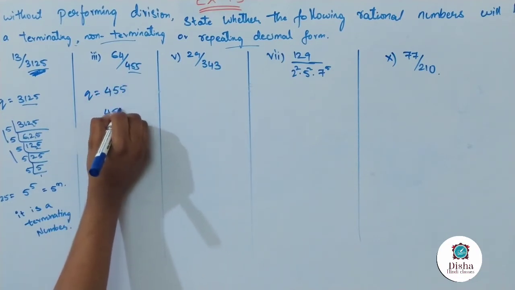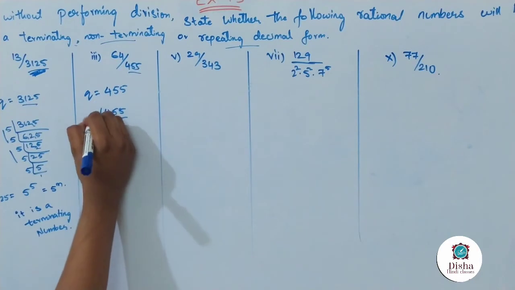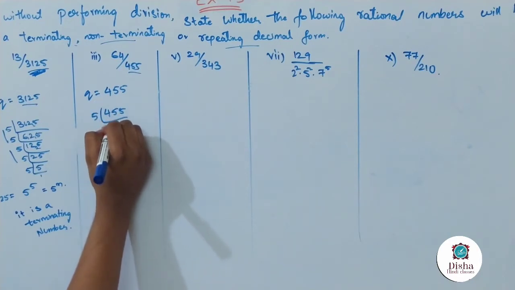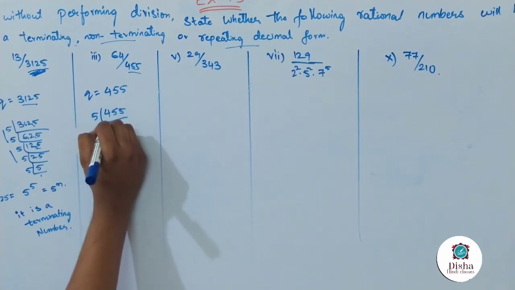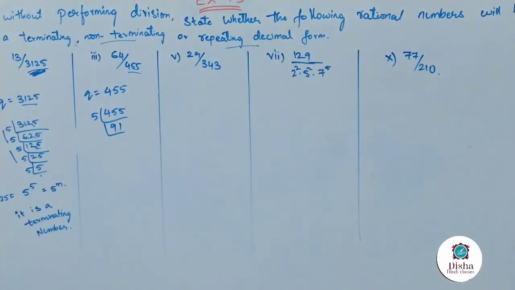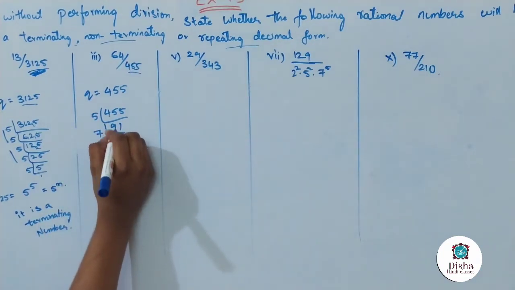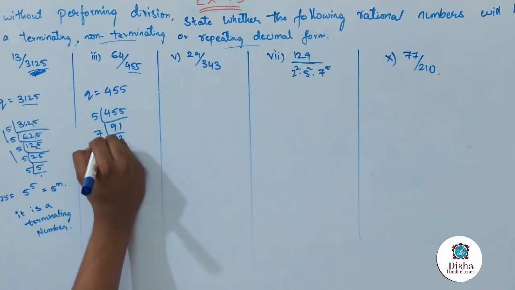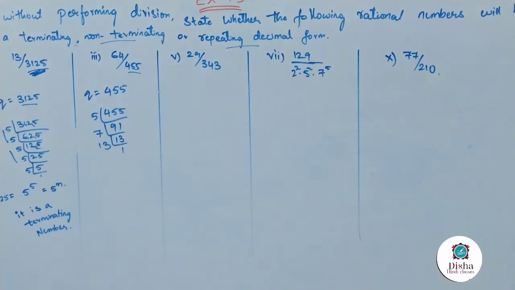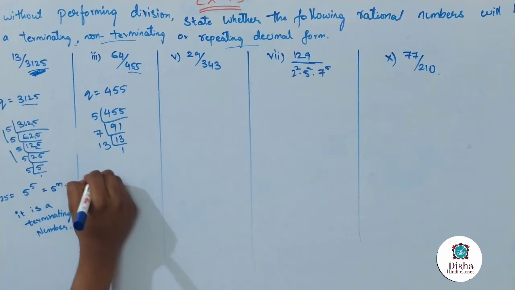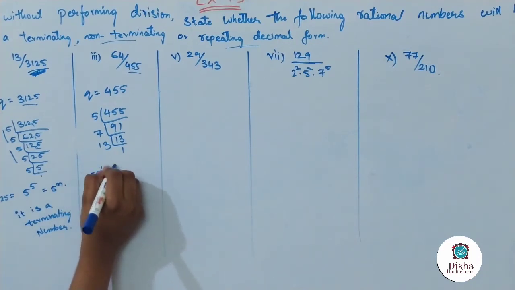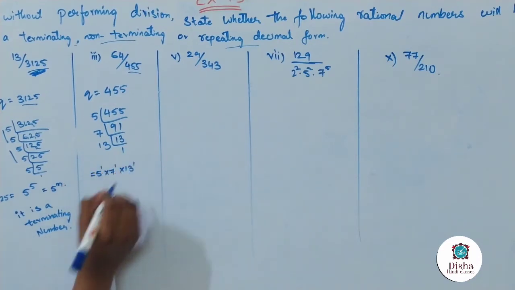So we prime factorize 455. We divide by 5, we get 91. So 91 we can't divide by 3 or by 5, but we can divide it by 7. 7 13s are 91. So 13 is a prime number. So what we get? 5 power 1 into 7 power 1 into 13 power 1.